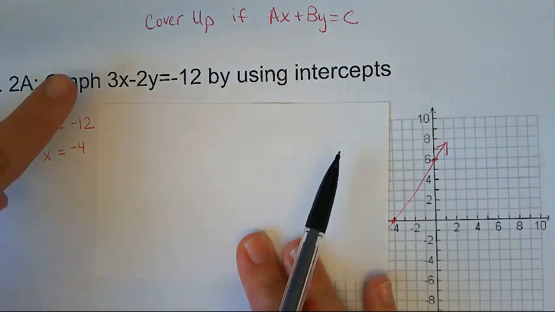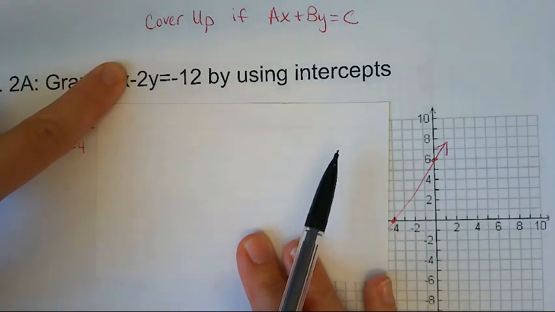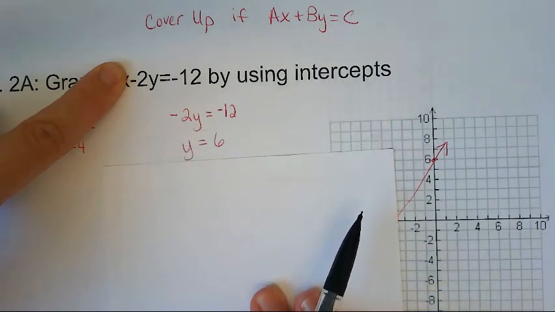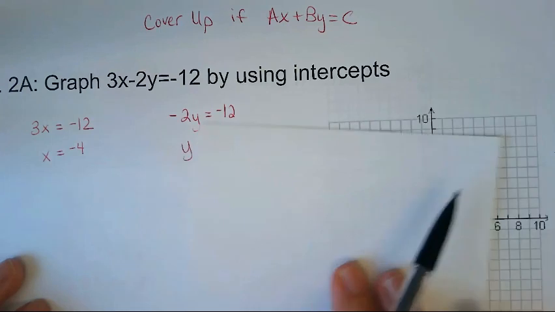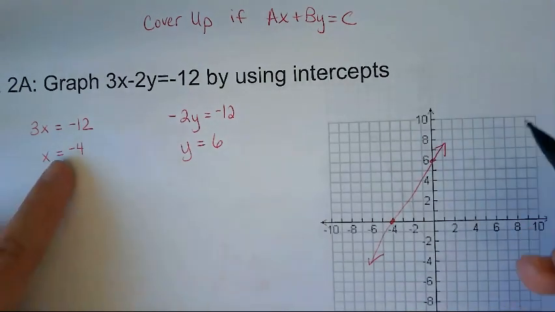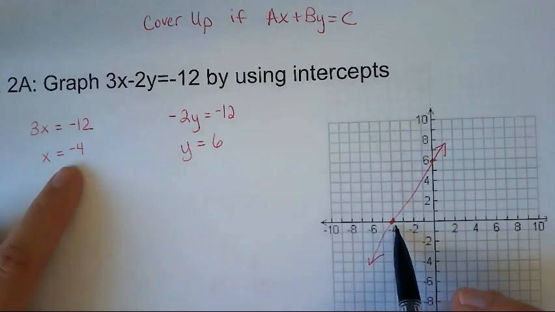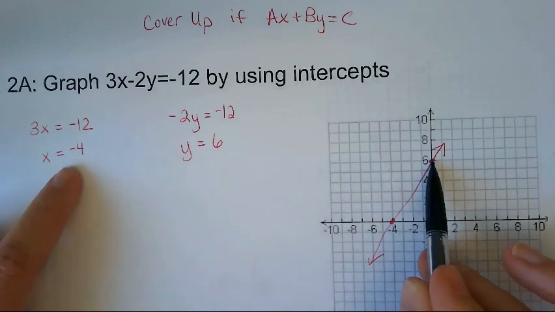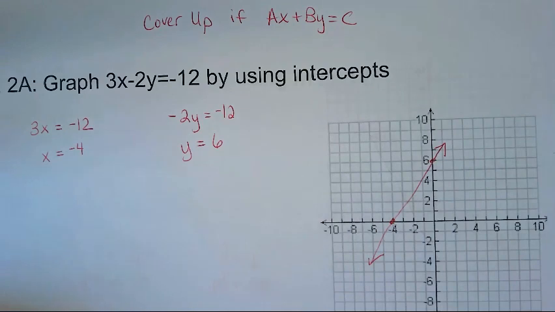You can do the same thing to find the y-intercept. You cover up the x term and then write down your equation. So -2y equals -12. Solve that equation and you'll get your y-intercept of 6. So all you need are 2 points. So as long as you're staying along the axes for your intercepts, that's it. So x-intercept at -4, y-intercept at 6, and then just draw your line.